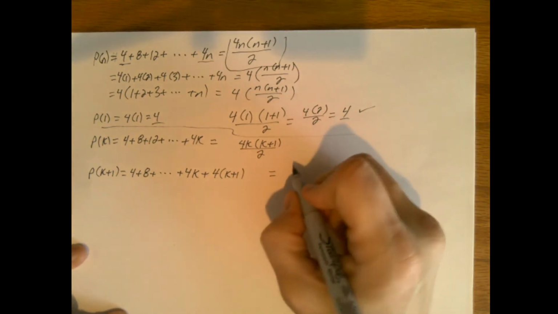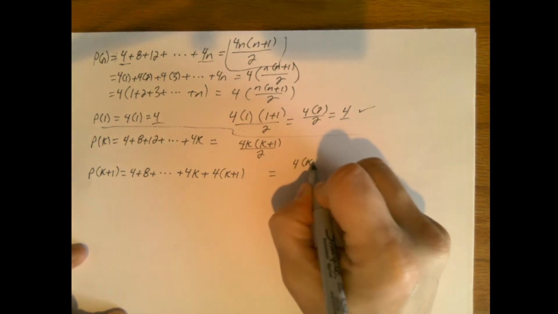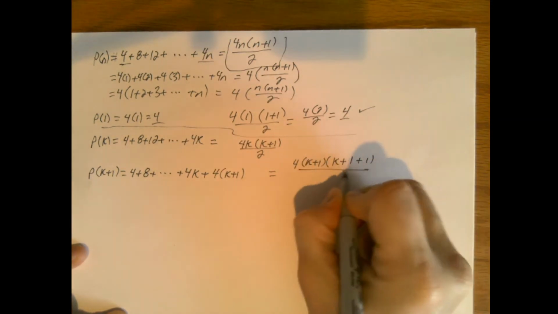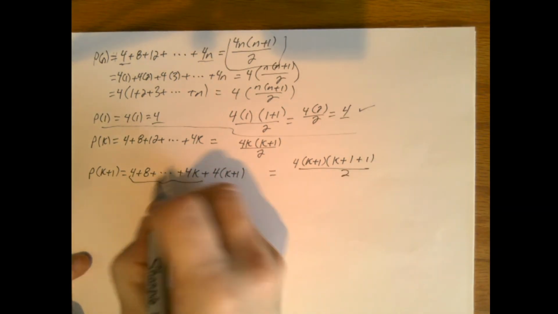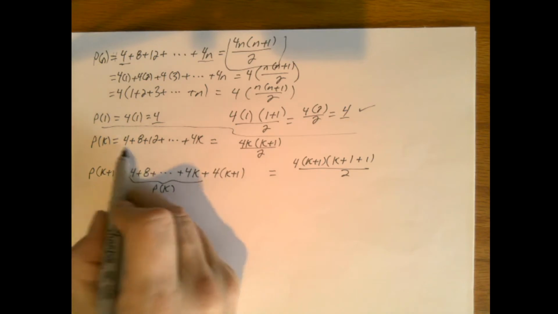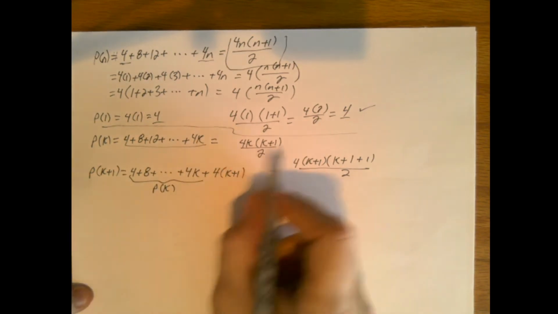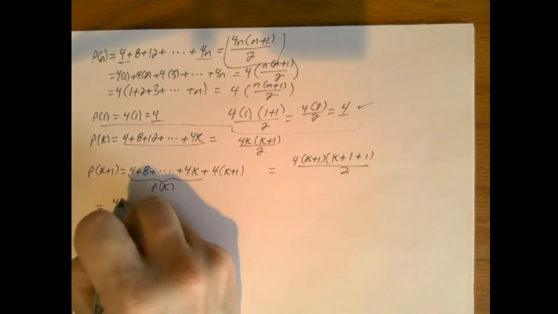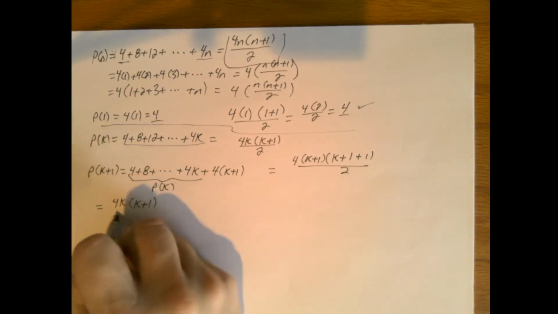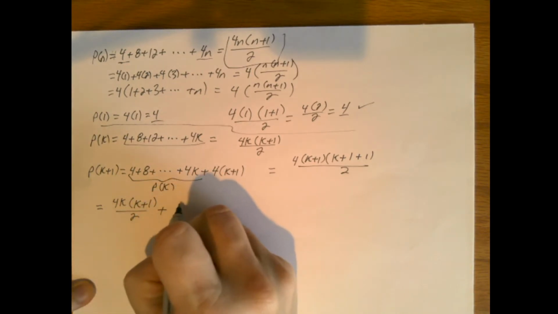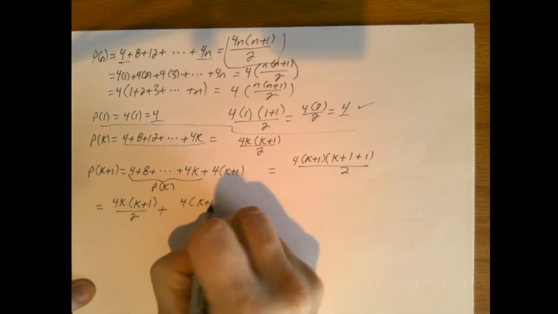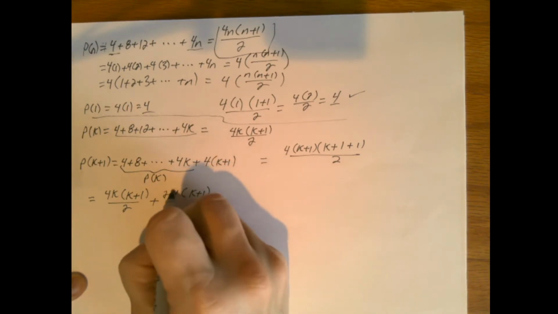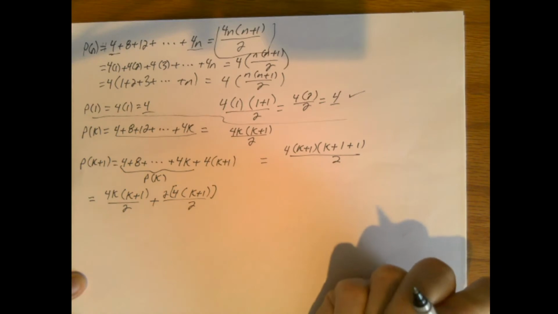which is equal to 4 times k plus 1 times k plus 1 divided by 2. This part right here is P of k, right? This right here. So I'll replace that with the formula version. Let's put it over here. So 4k times k plus 1 divided by 2 plus 4 times k plus 1. And now I'm going to go ahead and scale it up to save a step. So multiply by 2 over 2.